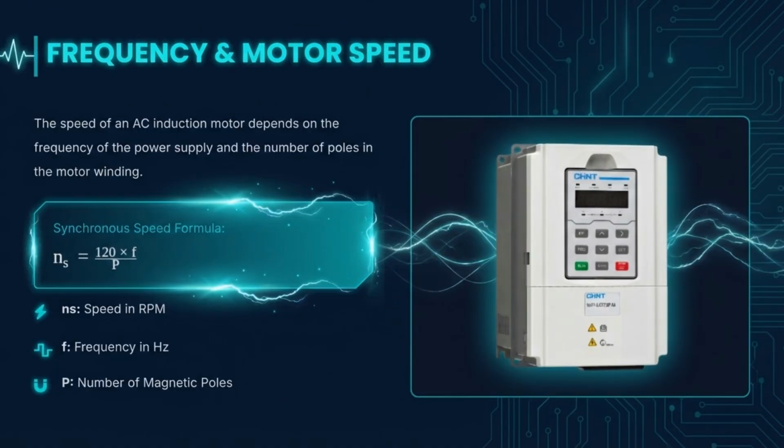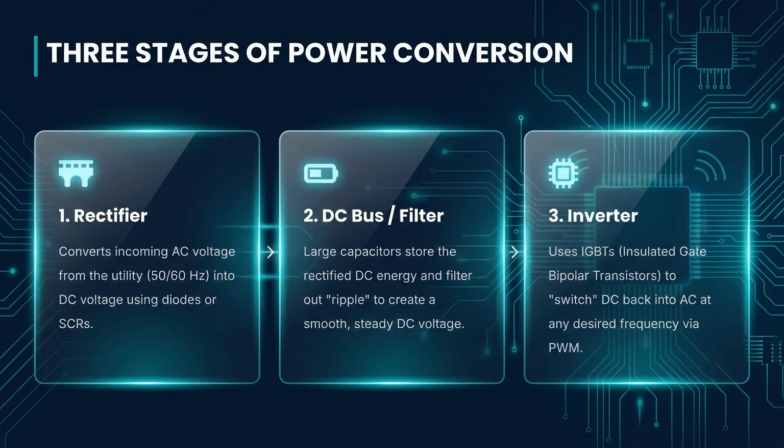The speed of an AC induction motor is determined by the power supply frequency and the number of magnetic poles in the motor winding. The synchronous speed formula quantifies this relationship.